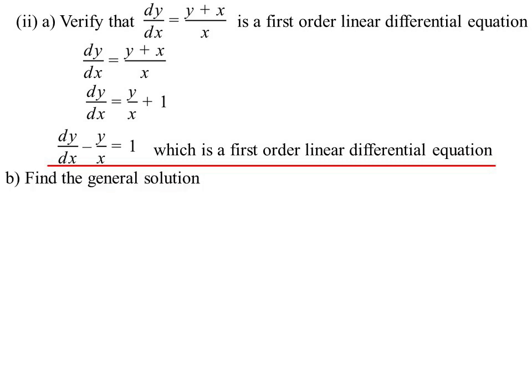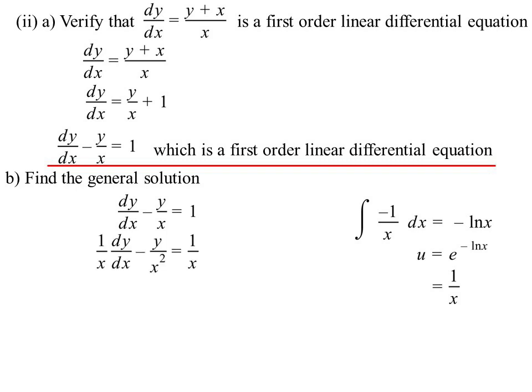Find the general solution then. dy/dx minus y on x is equal to 1. My integrating factor, well, whatever the coefficient of y is, so that's the integral of minus 1 on x, which is minus log x. I want to multiply everything by e to the power of that. So playing around with that, well, that's 1 on x. I'll multiply everything by 1 on x. I have set up the product rule. d/dx of y on x equals 1 on x.